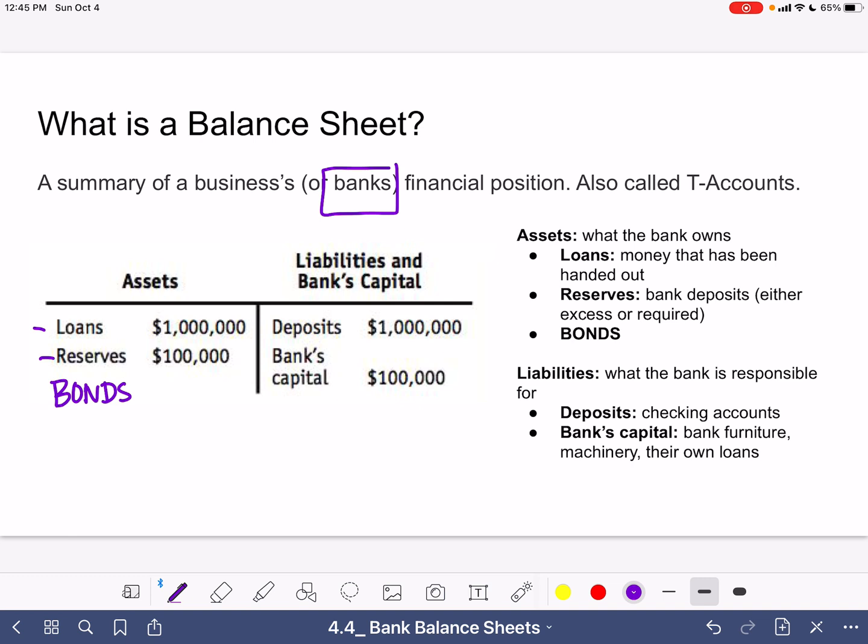In the other column, we have liabilities, which is what the bank is responsible for. So we have $1 million of bank deposits here, and those deposits are the checking accounts. This is what the bank is responsible for. They're responsible for protecting that money. And then we also have something called bank's capital, or it could also be phrased as owner's equity. So this is just furniture, machinery, the personal bank loans that the bank has for things. So things that they're still responsible for paying back or responsible if there's damage done to it.